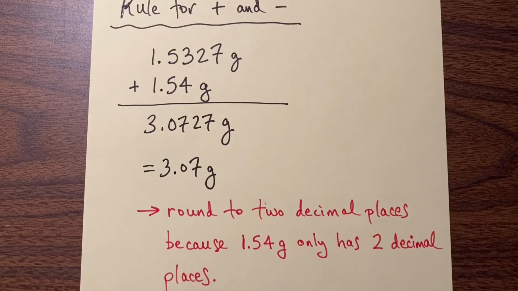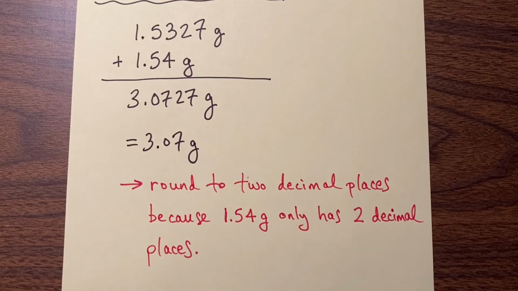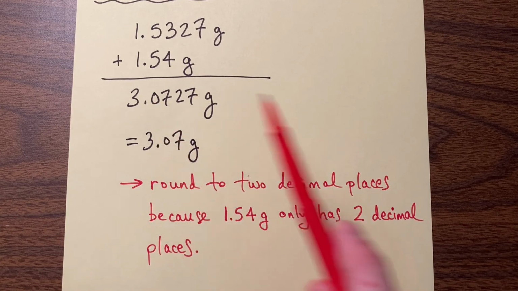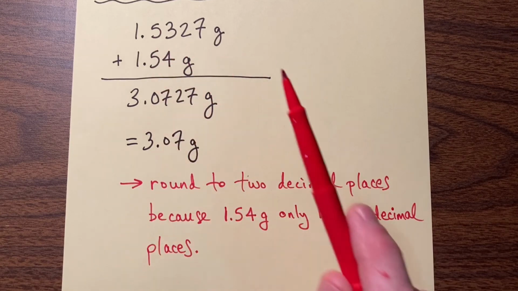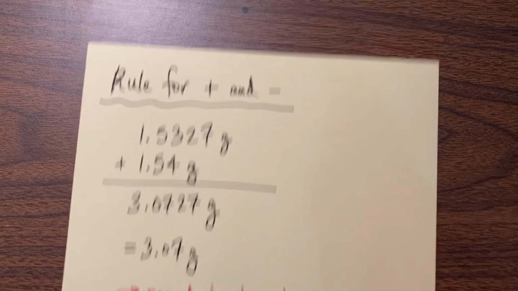So you round to 2 decimal places because the number 1.54 only had 2 decimal places. The answer can't have more digits after the decimal than either of the original numbers. So that only had 2. So you have to round it off to 3.07.